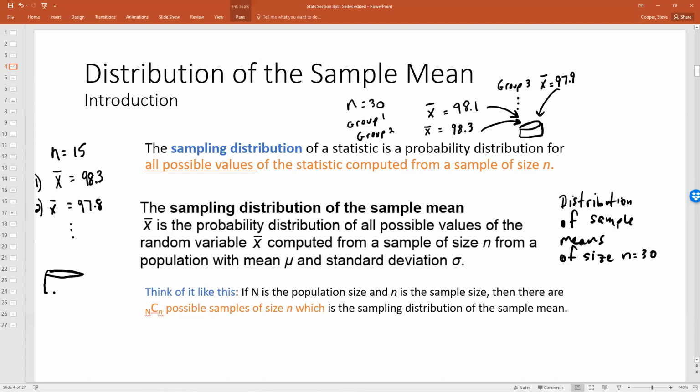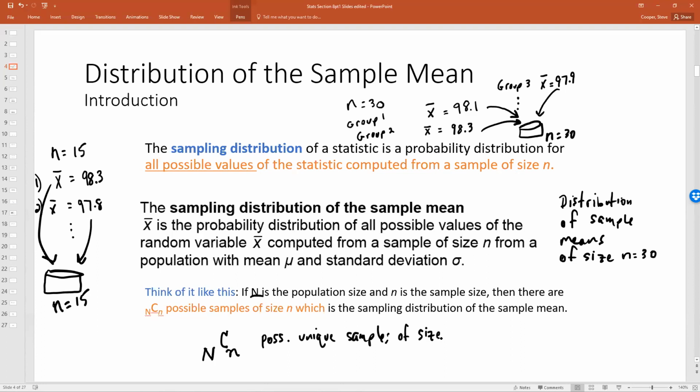And the only difference between this distribution, we throw them into a bucket, is that for this distribution, n was 15, and for this distribution, n equals 30. So if you think about it, if capital N is the population size, then I'm choosing little n at a time, and that's the possible unique samples of size n from a population of size capital N.